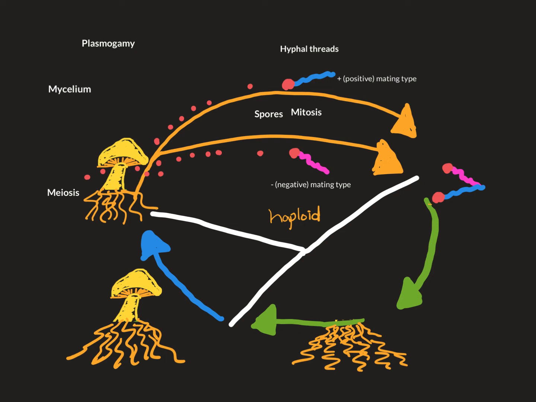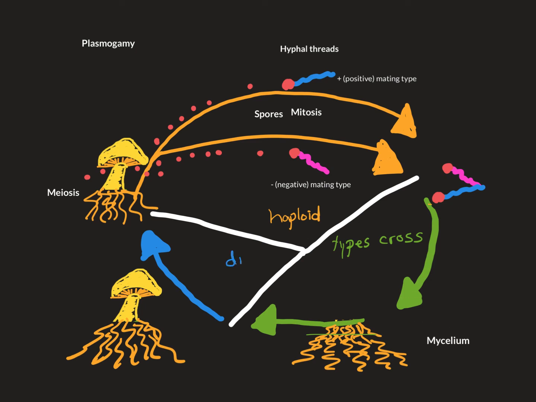Because they don't have flagella or pollen grains like sperm that we've seen before, they just wait until their networks of positive and negative mating type cross each other in the soil. When they cross, they fuse together. Their chromosomes will combine to make one combined mycelium and become diploid.